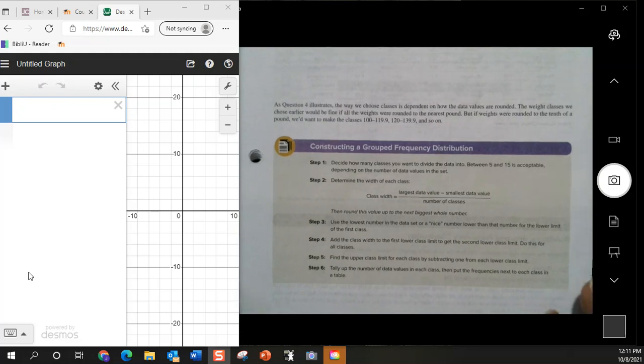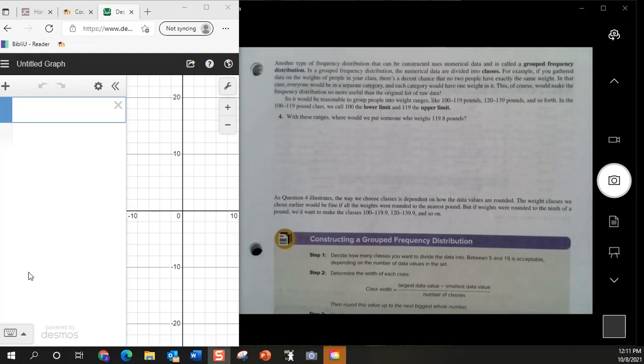Okay, now we move on to the next page. It says another type of frequency distribution that can be constructed uses numerical data and is called a group frequency distribution. In a group frequency distribution, the numerical data are divided into classes. For example, if you gather data on the weights of people in your class, there's a decent chance that no two people have exactly the same weight. In that case, everyone would be in a separate category, and each category will have one weight in it. This, of course, would make the frequency distribution no more useful than the original list of raw data.